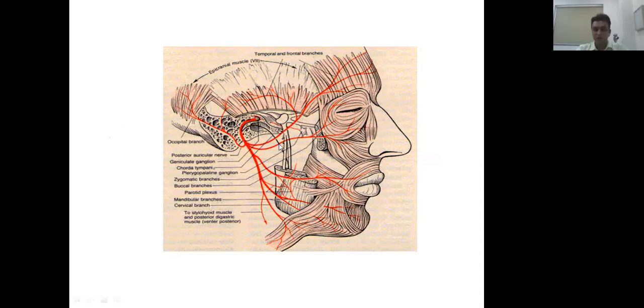So generally from the upper division, 2 branches arise. The upper one is known as the temporal branch, the lower one is called the zygomatic branch, and from the lower division, the 3 branches arise called upper buccal, lower buccal, and cervical branches.